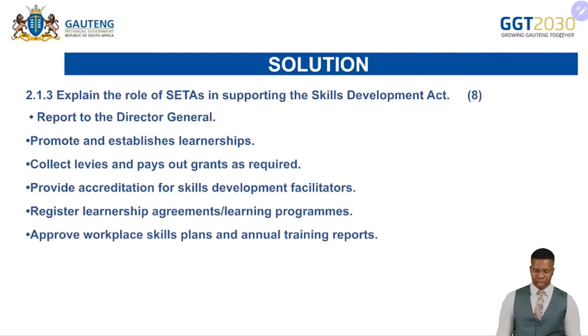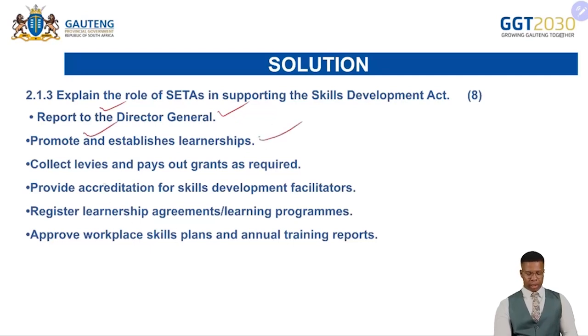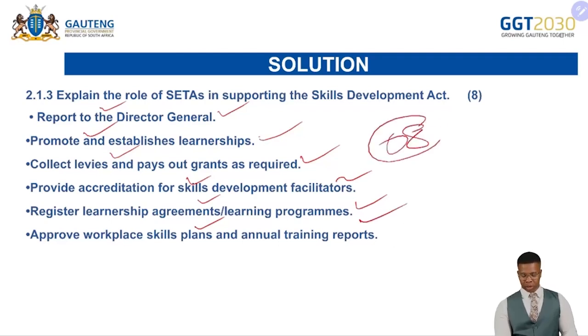And then the role of SETAs. When you're looking into the role of SETAs, the SETAs have to report to the Director-General, and they also promote and establish learnerships, collect levies and pay out grants, and provide accreditation for skills development facilitators. They also register learnership agreements or learning programs, together with approving workplace skills plans and annual training reports. That is a total mark of 8 there.